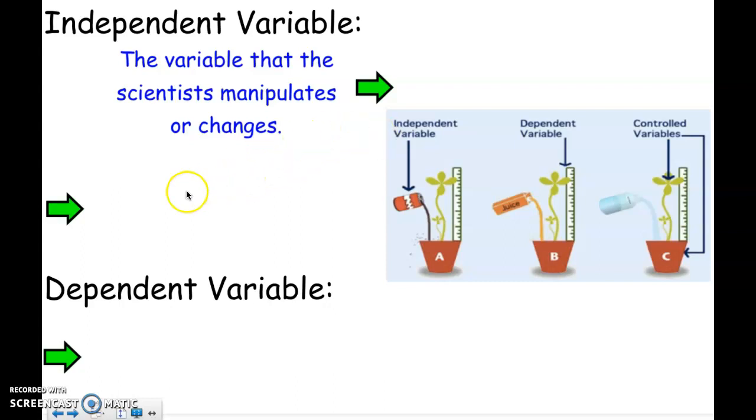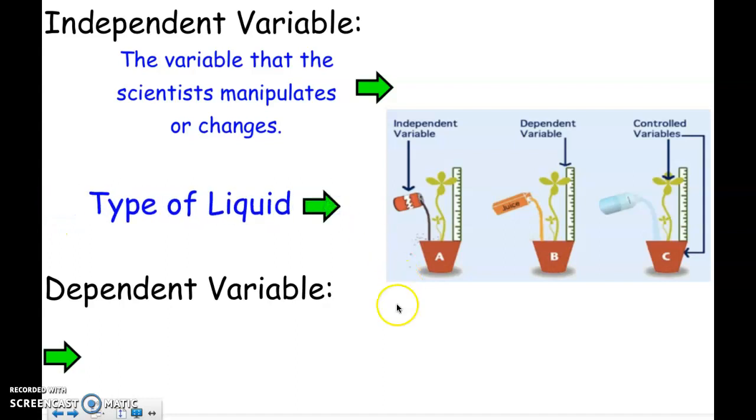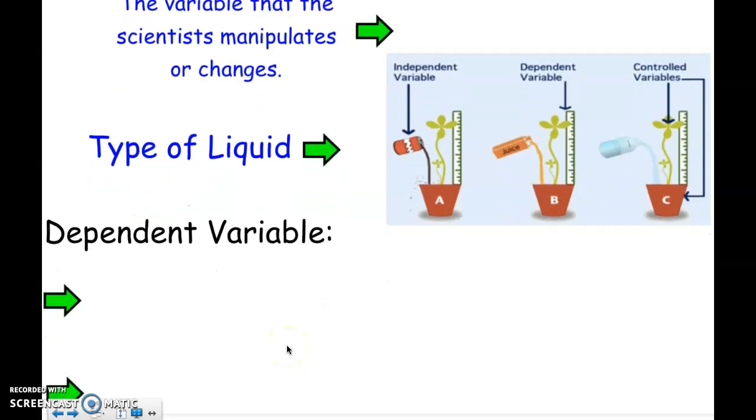But in this case, our variable, what are we changing from plant A to plant B to plant C? We're not changing the plant, we're not changing the pot. What we're doing is we're changing the type of liquid. So that type of liquid would be the independent variable.